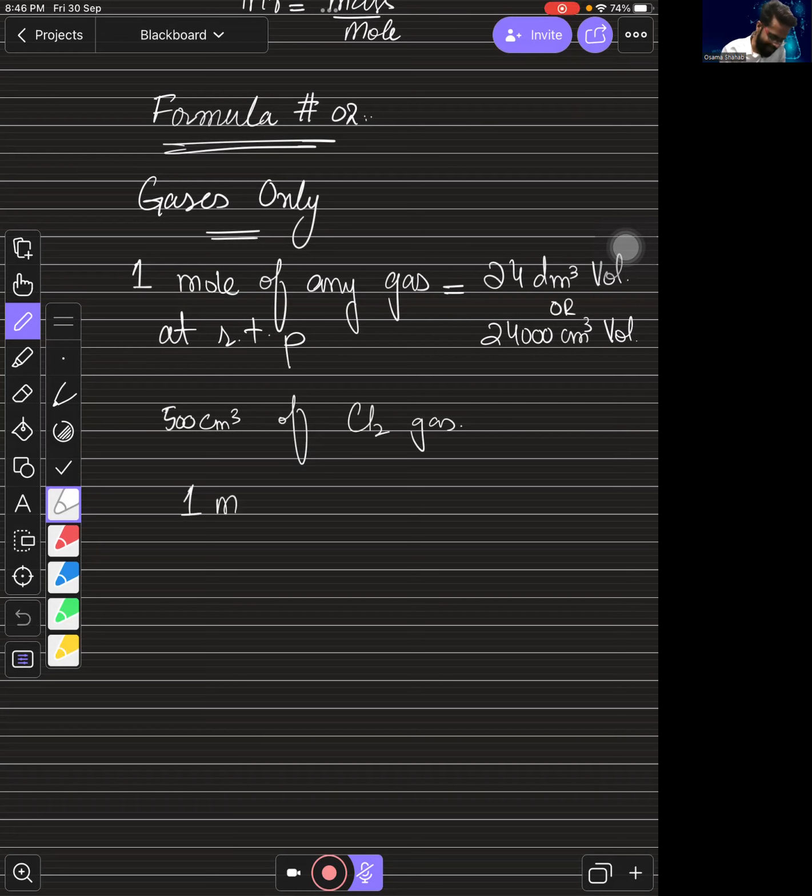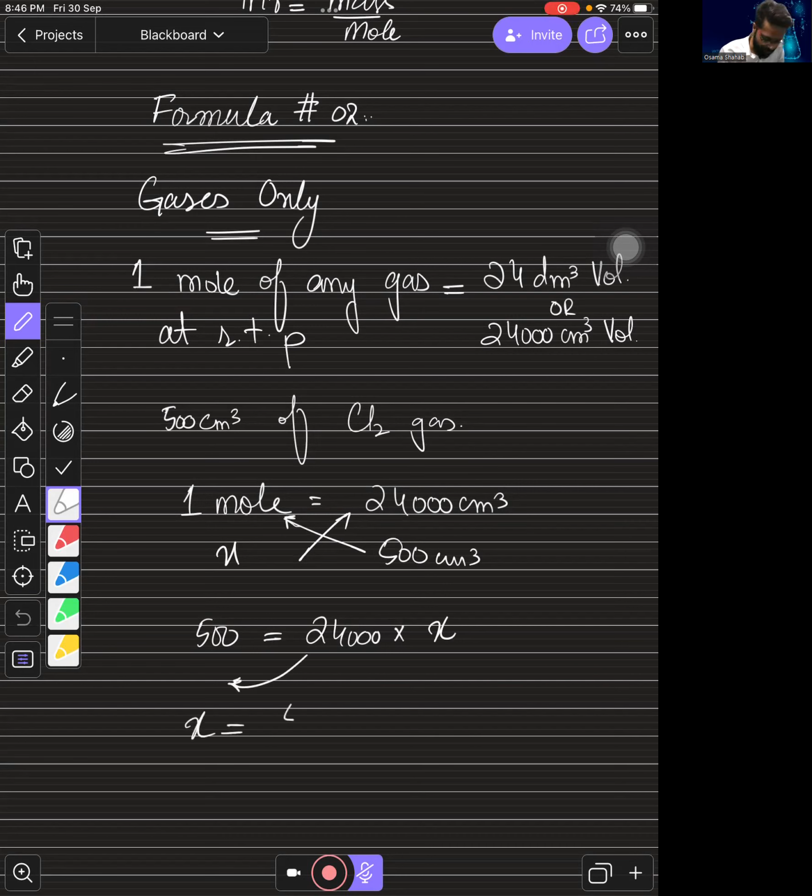1 mole always has 24,000 centimeter cube volume. So if you are asking for 500 centimeter cube, what should this be? It should be X, right? So this goes over there, this goes over there. So it will be 500 equals 24,000 into X, right? And this will go over there and divide. So the number of moles can be found by the volume given to you divided by 24,000. Is that right, bacho, or not?